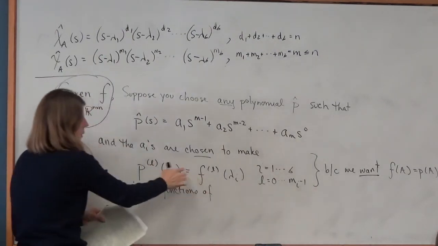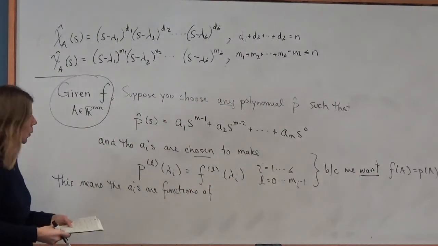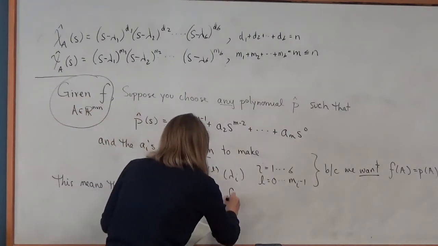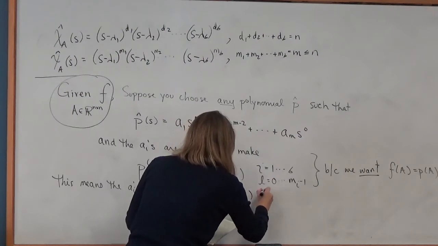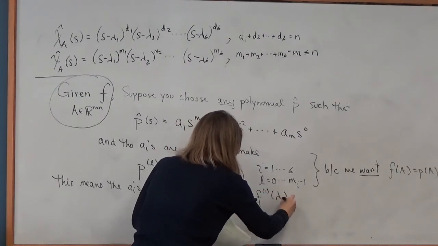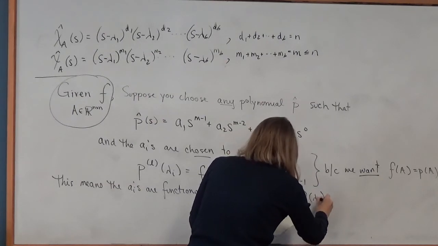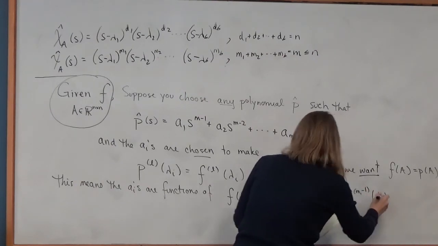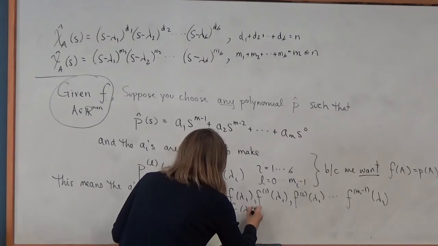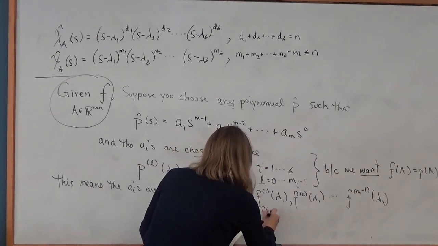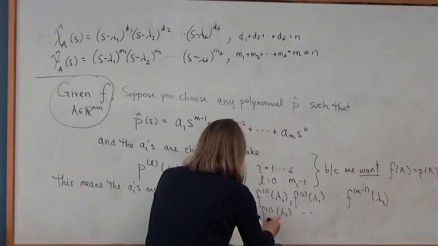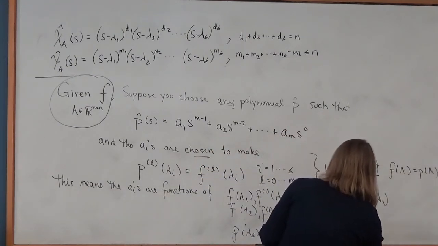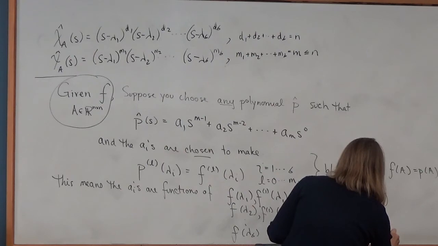Of, so once we've solved these equations for the I and the L indices, we'll find that that constrains these coefficients AI, and that they will be functions of f at lambda 1, the first derivative of f evaluated at lambda 1, the second derivative of f evaluated at lambda 1, all the way up to the m1 minus 1th derivative of f evaluated at lambda 1. And f evaluated at lambda 2, f first derivative evaluated at lambda 2, etc., all the way down to f evaluated at lambda sigma, up to the m sigma minus first derivative evaluated at lambda sigma.